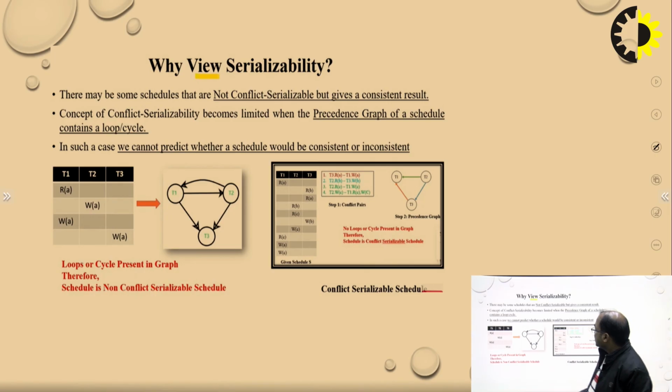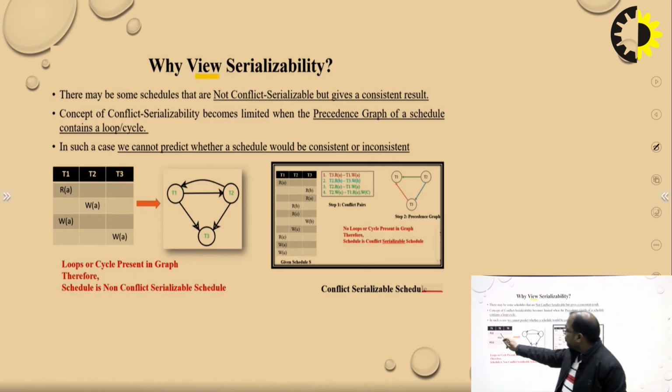How can we find this loop? We can see read of A and write of A. This is a conflicting pair, so T1 to T2, we draw the direction like this. Then read and write in another transaction, that is T1 to T3. This is also a conflicting pair. So we draw this precedence graph.